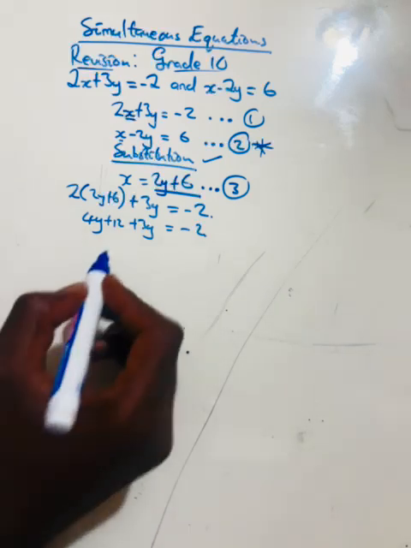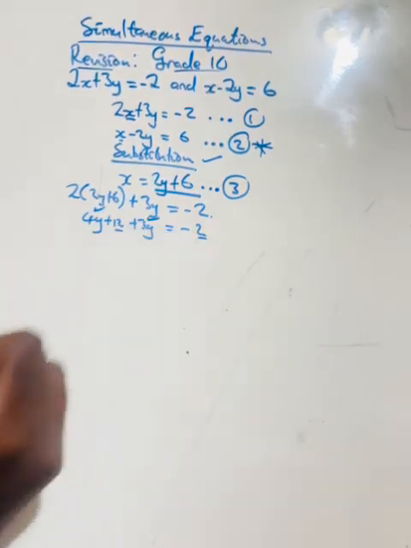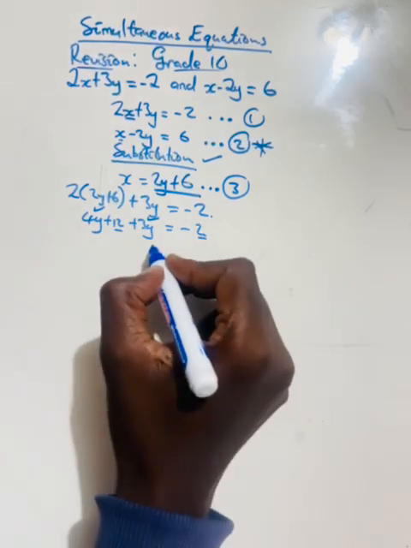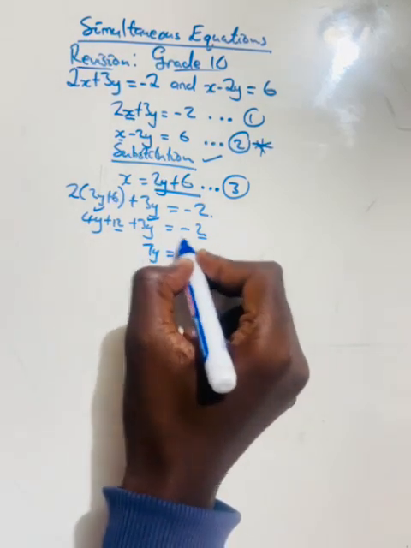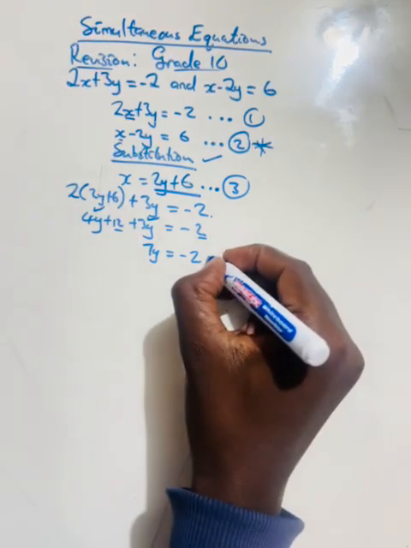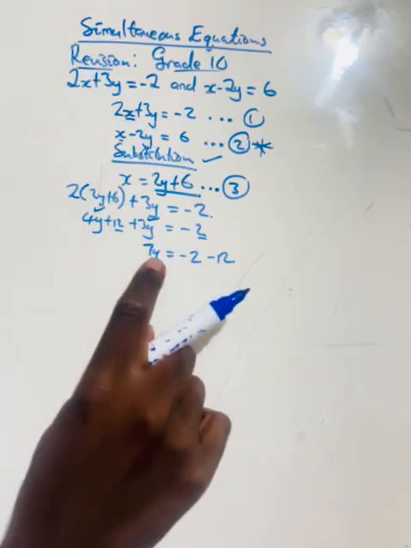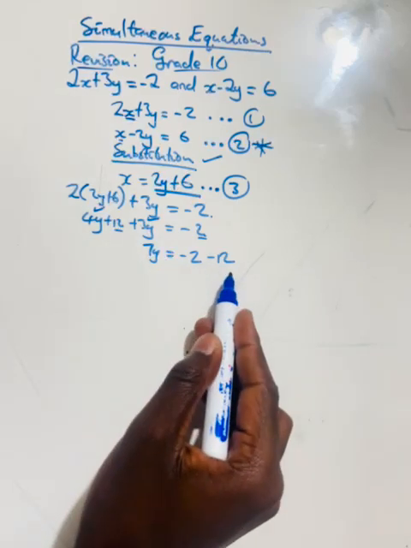Now what am I going to do? This 12 and this negative 2, they are like terms. This 4y and 3y, they are like terms. So 4y plus 3y gives me 7y. I write 7y is equal to, I've got negative 2 on the right hand side. This 12 was a positive. When I transpose it, it becomes a negative 12. So now I've got 7y is equal to negative 2, negative 12.